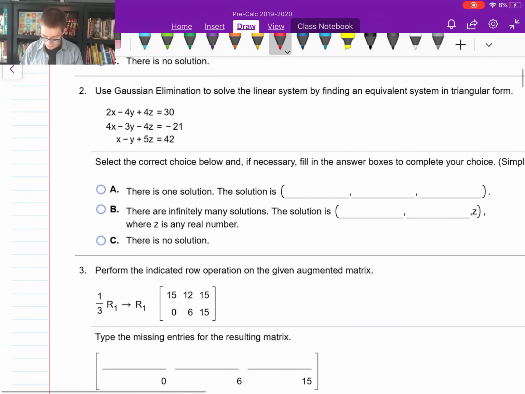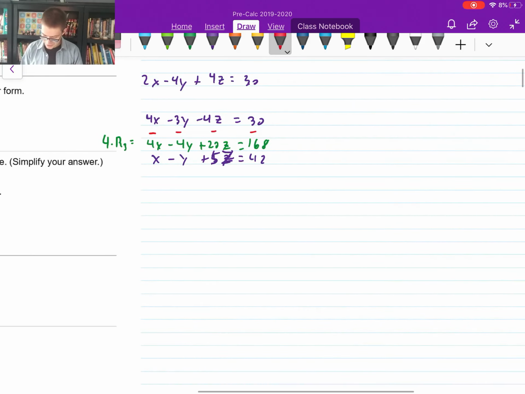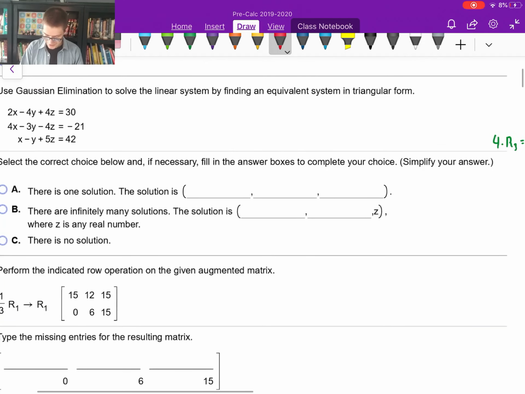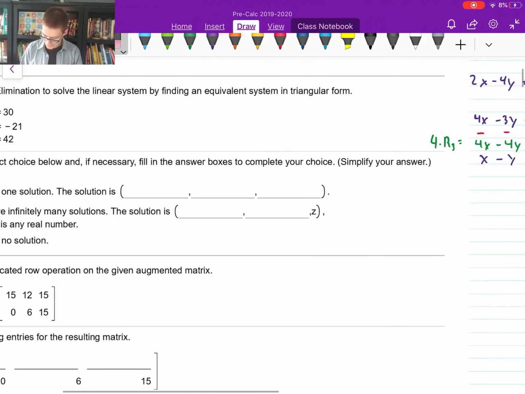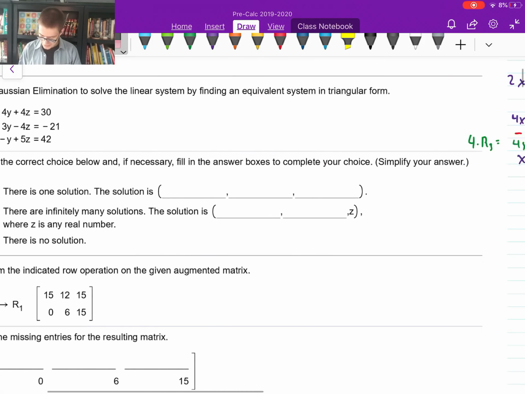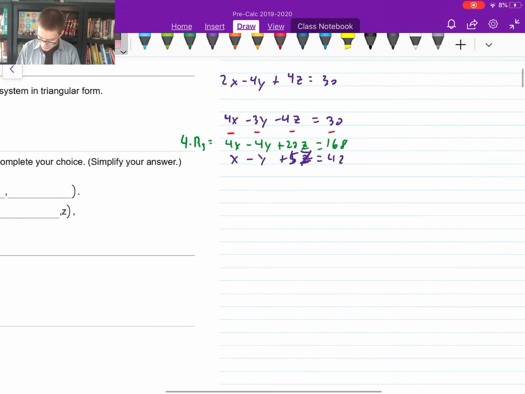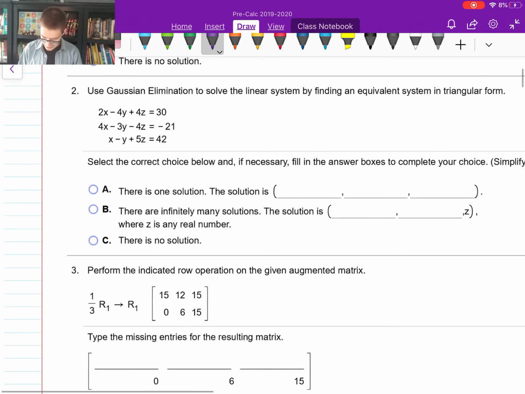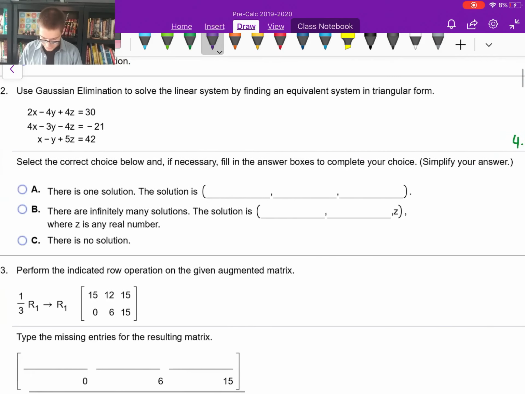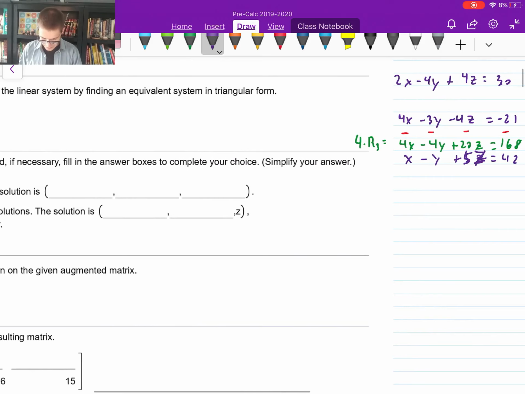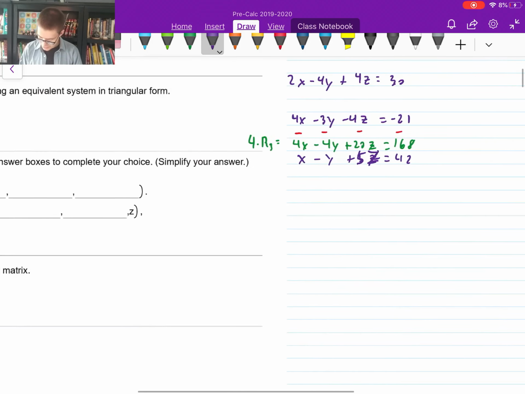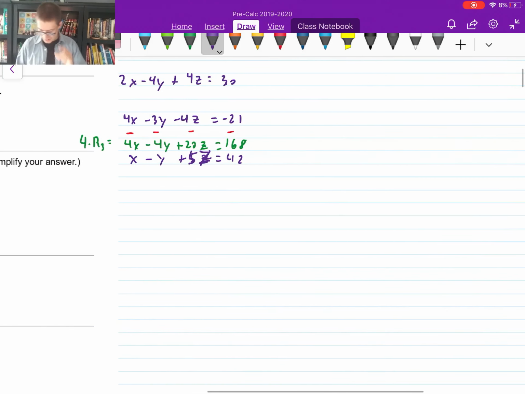Hold on, let me make sure. Oh, look at that. I've already made a mistake. I've written down the problem wrong. I thought something was a little bit off. 4x minus 3y minus 4z equals negative 21. Oh, goodness. It's a good thing I caught that, because otherwise it would have been 30 and 2x. Let me check. 2x minus 4y plus 4z equals 30, and then x minus y plus 5z equals 42. Okay, good.